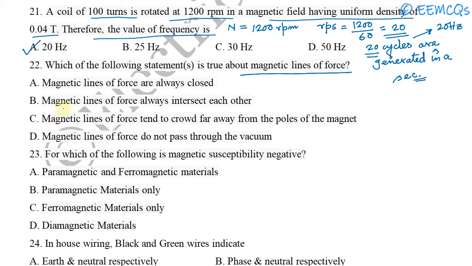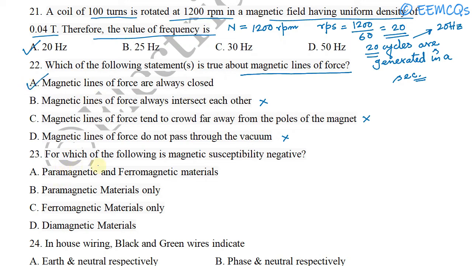Next option is magnetic lines of force always intersect each other, which is wrong. Magnetic lines of force tend to crowd far away from the poles of the magnet. This is also wrong because they basically tend to be crowded at or near the poles. And the last option is magnetic lines of force do not pass through the vacuum. It is also wrong because they can pass through vacuum. So option A here is the correct answer.